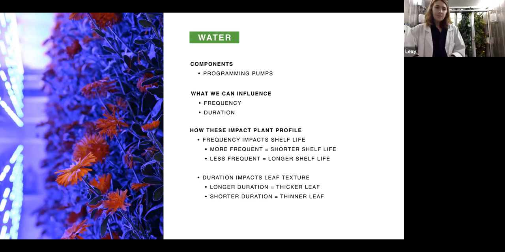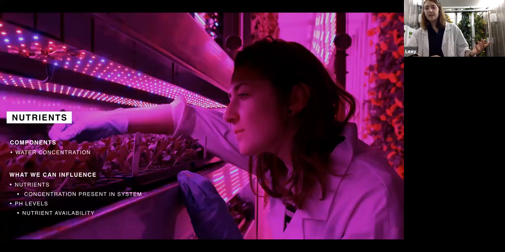So next we're going to talk about nutrients and how nutrients and pH impact the produce that we grow in our farms.